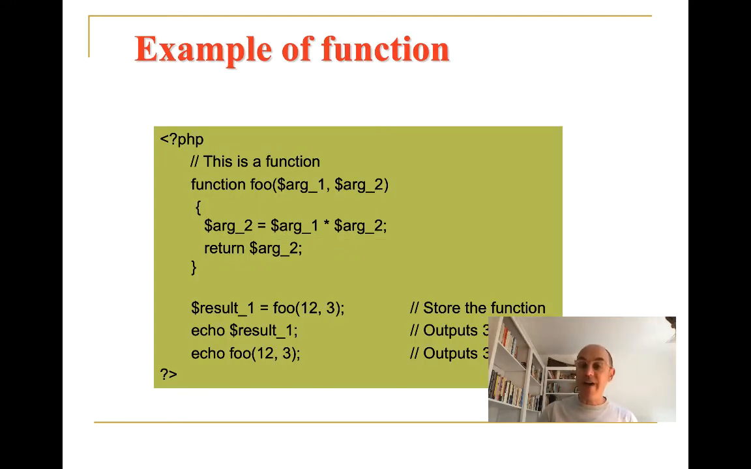For example, I'm calling the function foo, and I'm going to give it $argument_1 and $argument_2. And now I'm going to do my function. The function is going to say if argument 2 is equal to argument 1 multiplied by argument 2, then return argument 2. This is a function. So the result is that you can store the function, echo the function, or output 36, and that's how it's done.